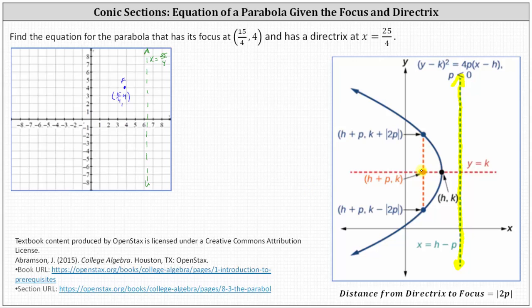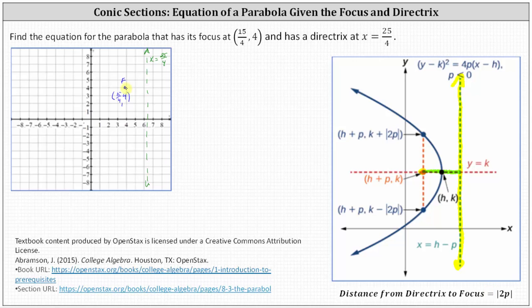Recall the absolute value of p gives us the distance from the vertex to the directrix, as well as the distance from the vertex to the focus. This indicates the distance from the focus to the directrix, this distance here, is equal to the absolute value of 2p. We will use this fact to determine the value of p. Then once we find p, we can find the vertex, and then from there we can find the equation.